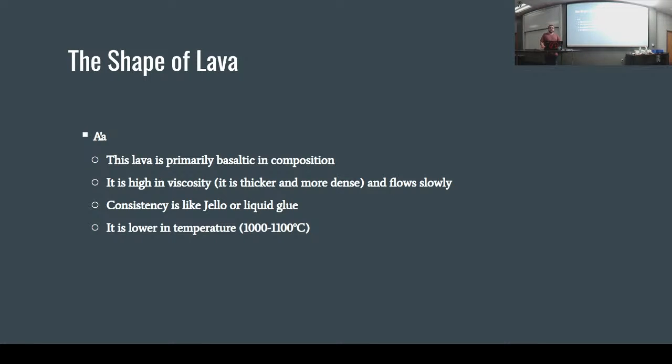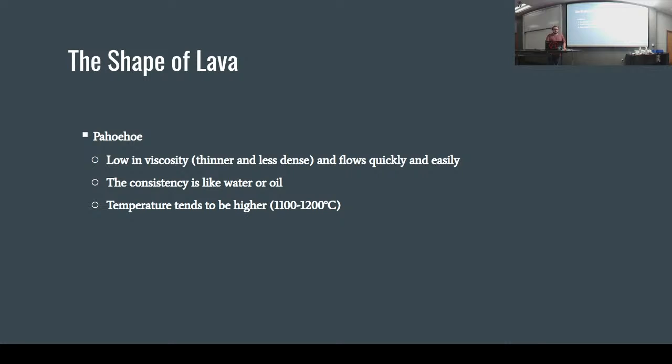So this lava is really thick and it flows really slowly. And you can compare the consistency of this lava to jello or liquid glue. Out of the three we're talking about, this lava is lower in temperature. It's from 1,000 degrees Celsius to 1,100.